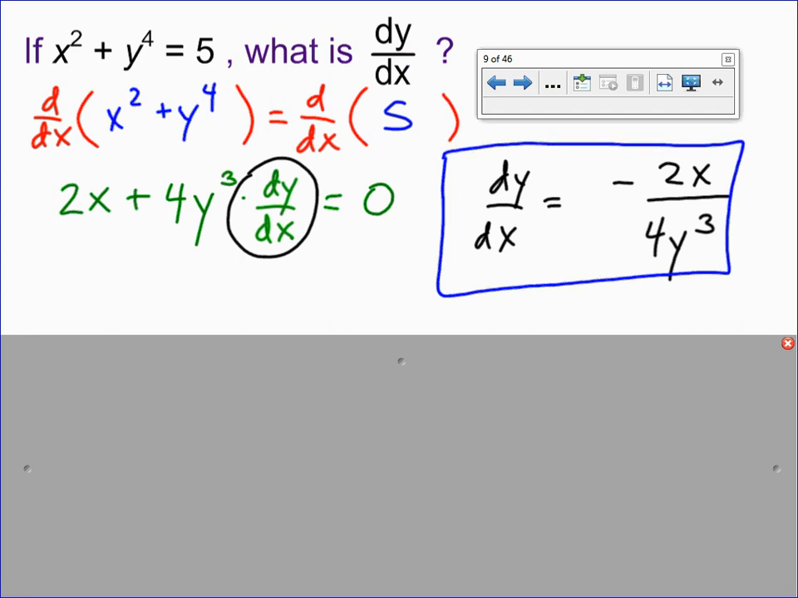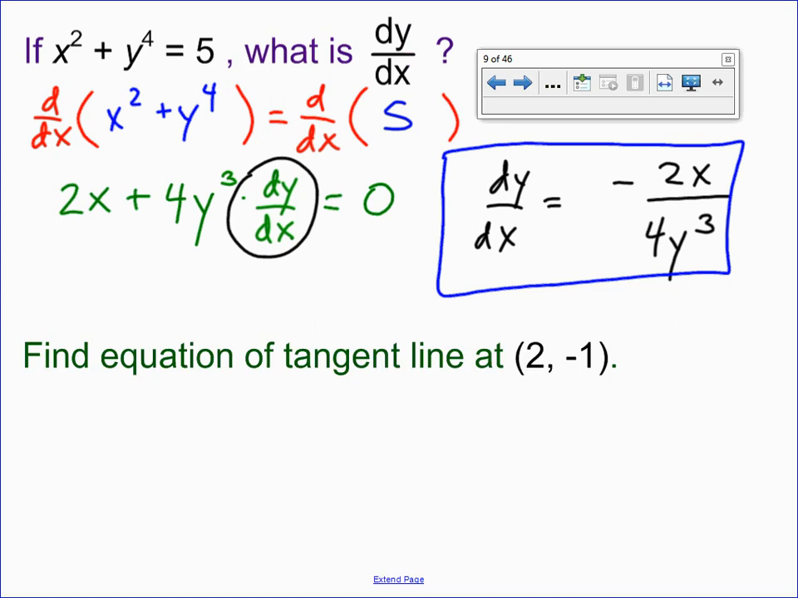So, implicit differentiation is basically applying the chain rule. Anytime you differentiate a term that has y in it, it spits out a y prime, or dy dx. Could we find an equation of the tangent line to that original relation at the point (2, -1)? We most certainly could. All we'll do is use the same three things. We need the x coordinate of the point of tangency, the y coordinate of the point of tangency, and you guessed it, the slope of the tangent line.